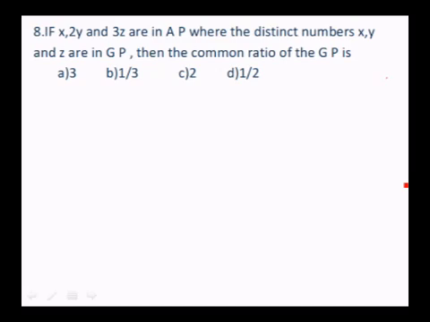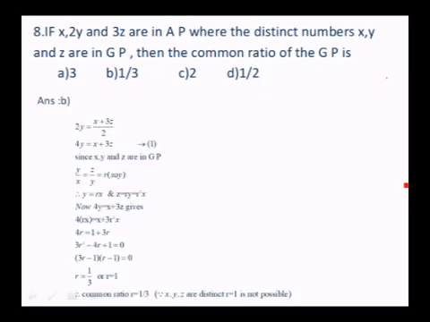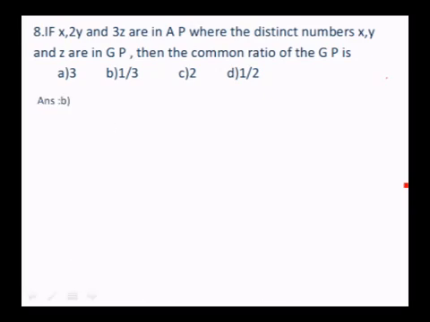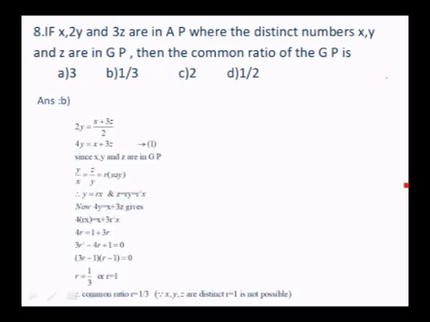Here we are using the formula for both AP and GP. If three numbers a, b and c are in AP, then we write 2b is equal to a plus c. So here we write 2y is equal to (x plus 3z) by 2, so that 4y is x plus 3z.